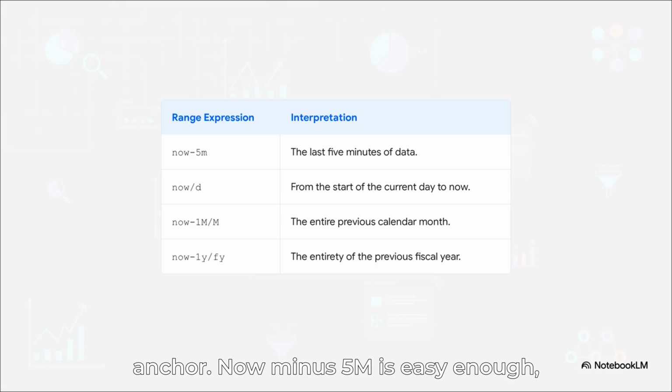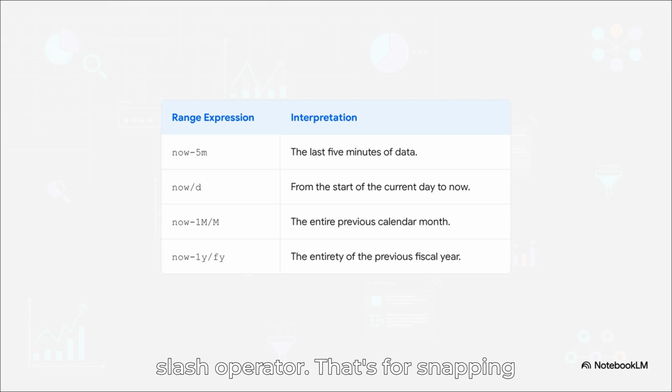Now minus 5m is easy enough, right? But check out that slash operator. That's for snapping to a time period. So now/d snaps the start time to the beginning of today. And now-1M/M gives you the entire previous calendar month. This is absolutely brilliant for creating consistent, repeatable reports.